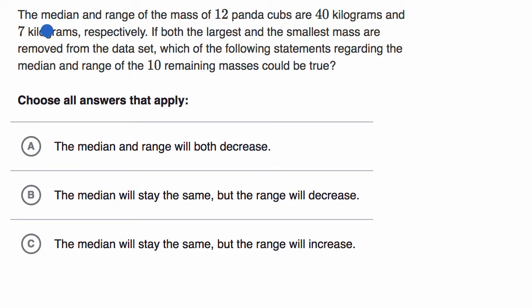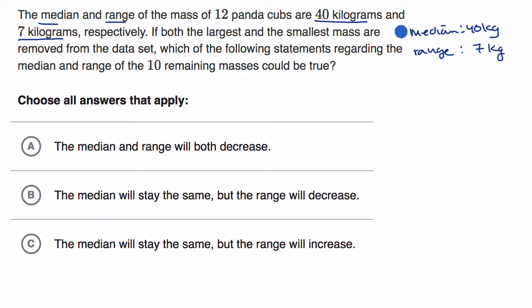So first, let's make sure we understand what they're saying. They're saying the median and range are 40 kilograms and 7 kilograms respectively. So whatever order they're saying median and range, that's the order of the data. So the median is 40 kilograms. And then the range is 7 kilograms. Now, before we go any further, let's remind ourselves what median and range even are.